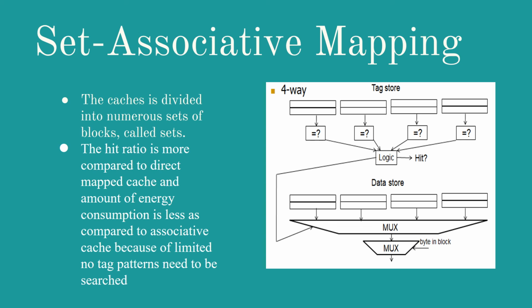Set associative mapping. The cache is divided into numerous sets of blocks called sets. The hit ratio is more compared to direct map cache, and amount of energy consumption is less as compared to associative cache because of limited no-tag patterns need to be searched.